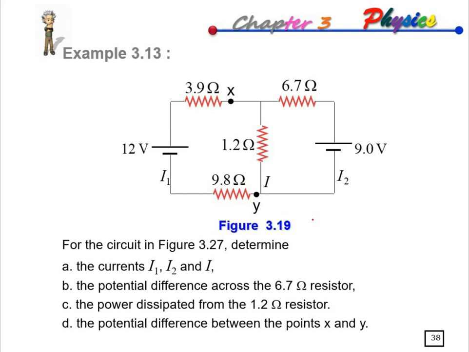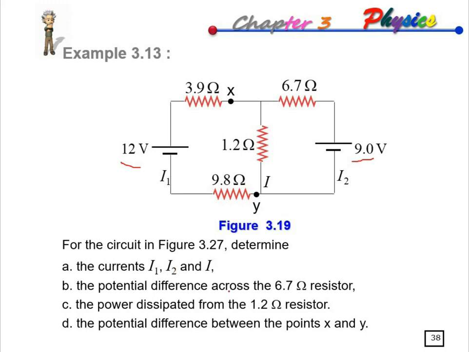Okay, look at this example. This example is actually more complicated. We have the circuit of figure 3.19, a combination of series and parallel circuit. We have two supplies in the circuit, 12 volt and 9 volt. We need to determine the currents I1, I2, and I in the circuit.